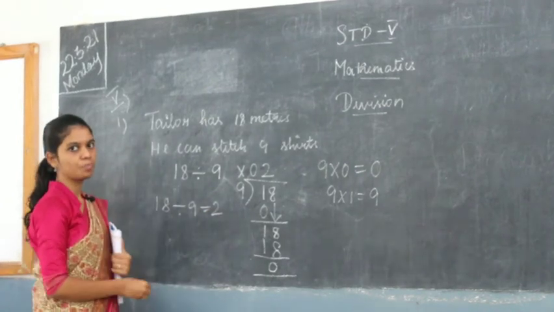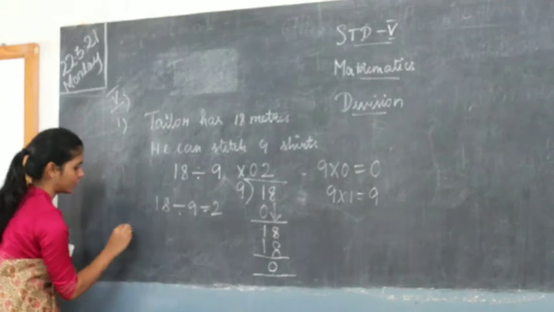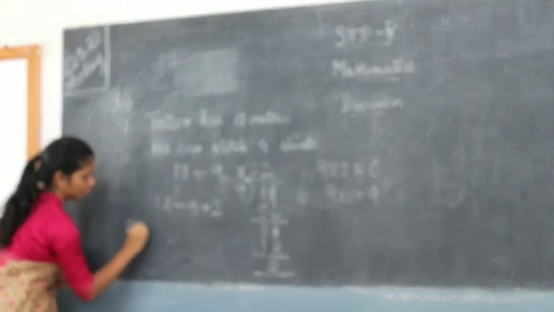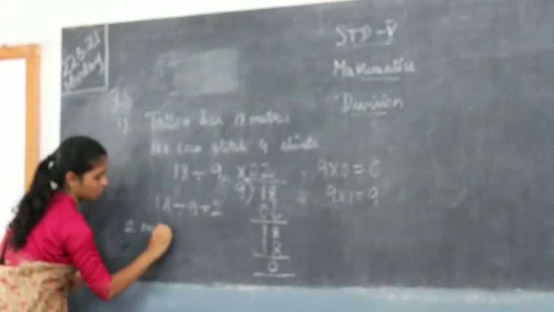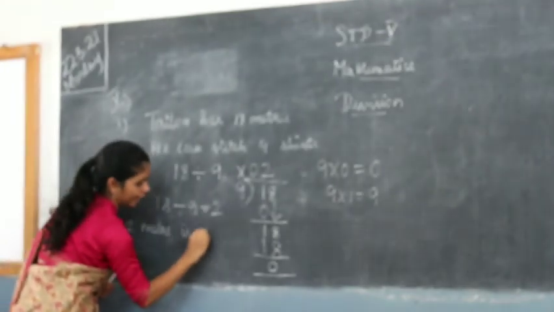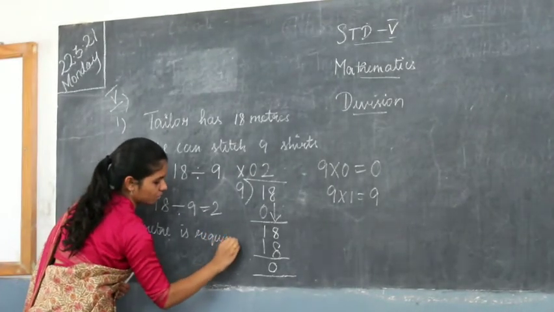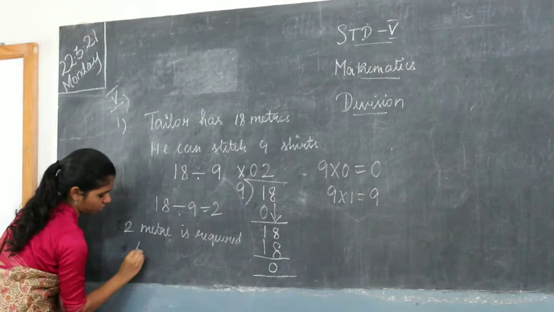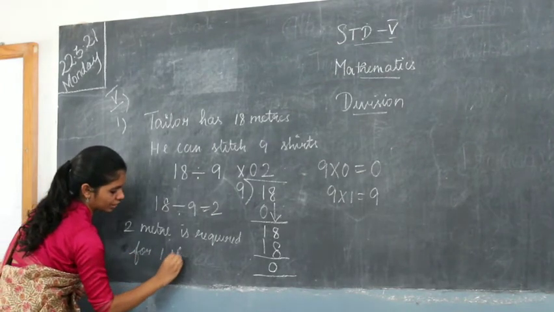Okay. So 2 meter will be, you should write 2 meter is required for 1 shirt.